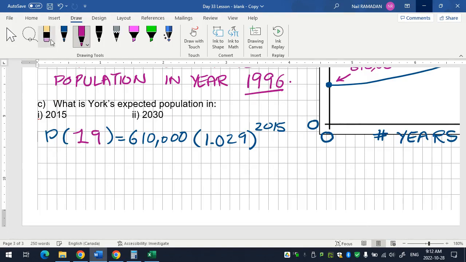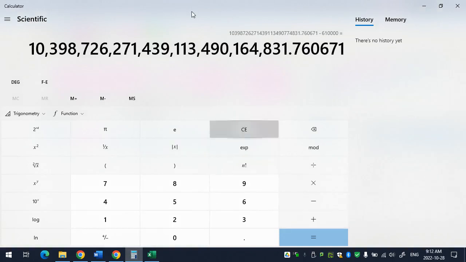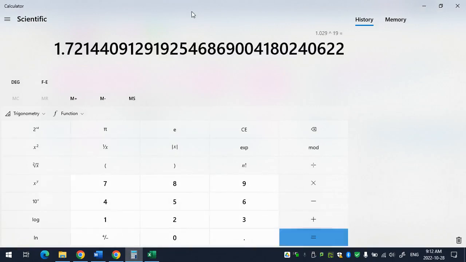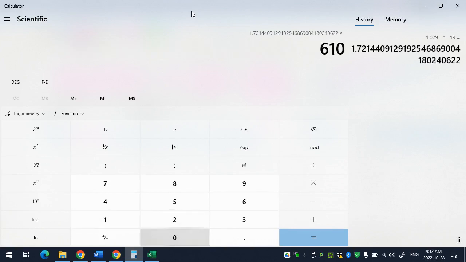Which means I should also change what to 19? This one. Okay, let's see. Now it must look much, much better. So clear. Okay, 1.029 to the power of 19 times 610,000.